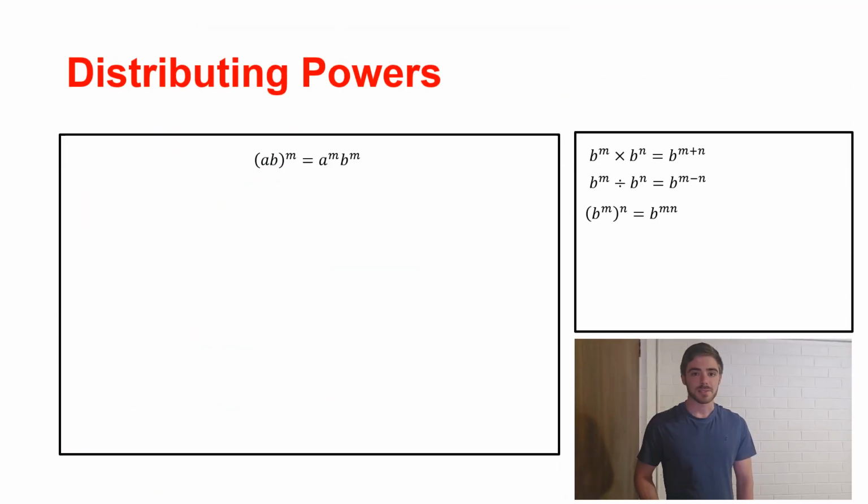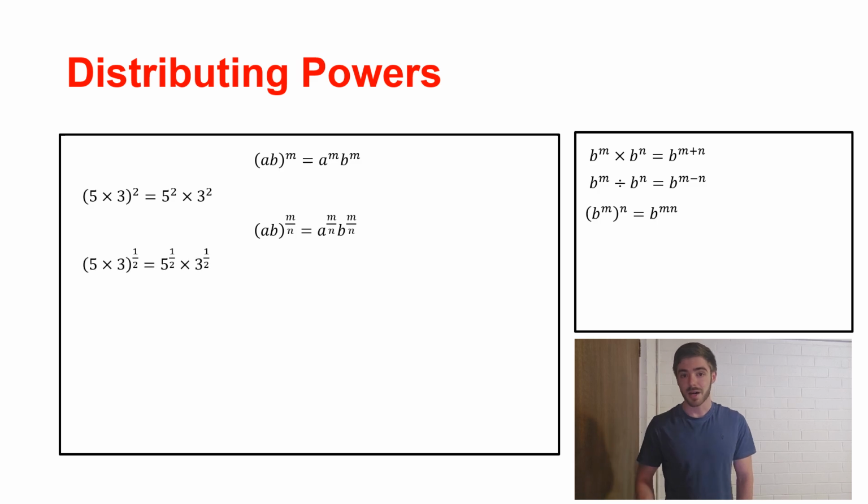The last of the index laws tells us how to distribute the power if the base is a product of two different terms. Under these circumstances, you may distribute the power to each of those terms in the product. For example, if I had 5 by 3 all raised to the power of 2, then I could instead have 5 squared multiplied by 3 squared. As with all the other laws, it works with fractional indices as well. 5 by 3 to the power of a half is the same thing as 5 to the half multiplied by 3 to the half.